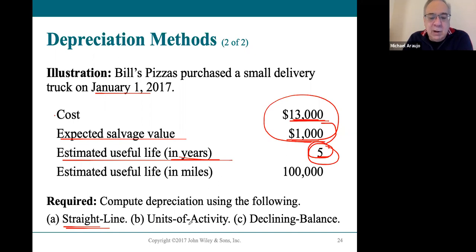Okay. There are other methods that I'm not going to get into. Miles is the unit, and declining balance is simply like an accelerated method of depreciation. We're not going to need to know that. Simply straight line.